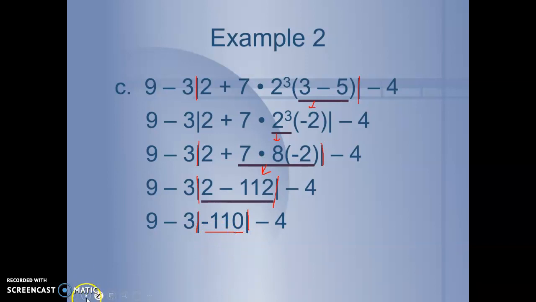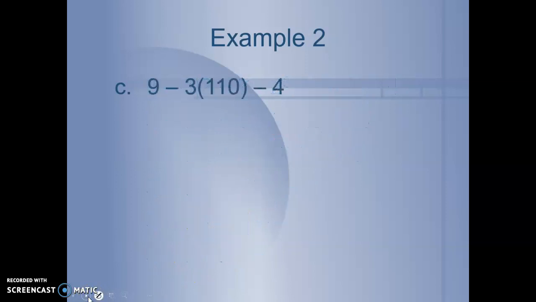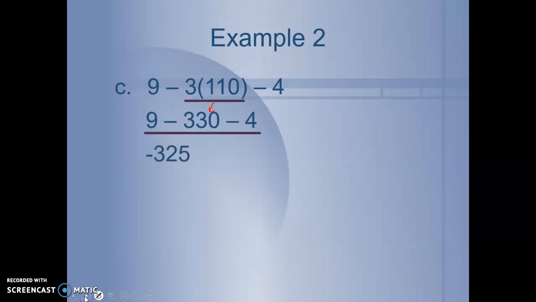We can carry on with the rest of our problem. We don't have any other parentheses or exponents, so we're going to go to multiplication and division from left to right. Getting rid of that absolute value bar, the absolute value of negative 110 is just 110, and now we can multiply that times 3. So we have this becoming 330. Now we're left with subtraction, moving from left to right. 9 minus 330 is going to give us a negative number, negative 321, minus another 4. That becomes negative 325.